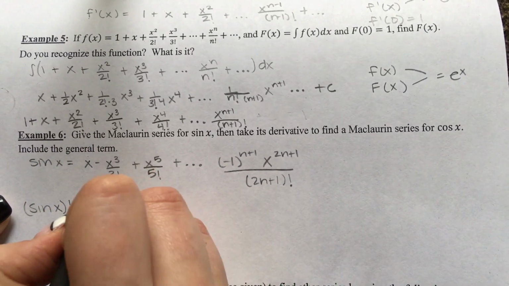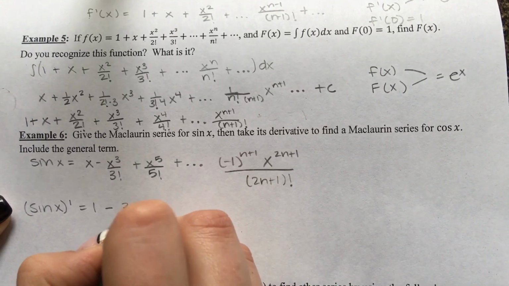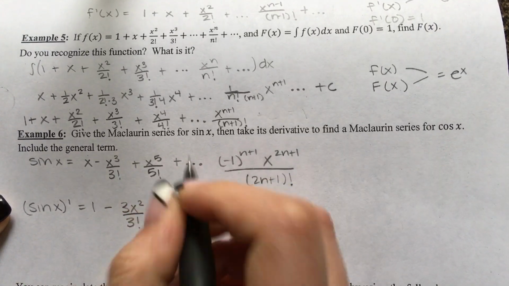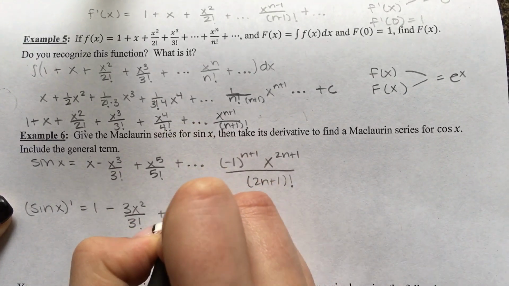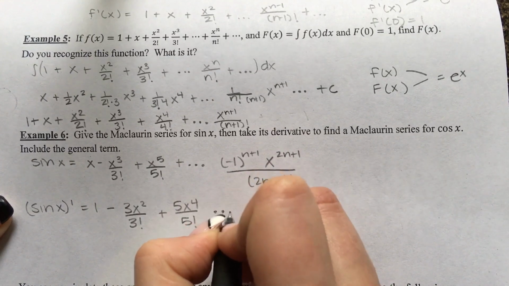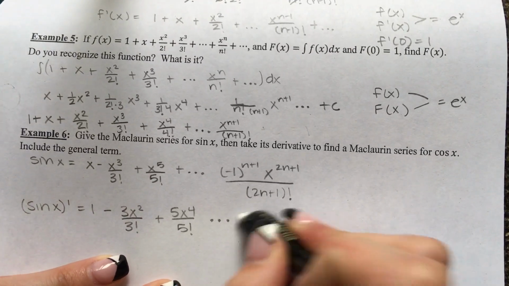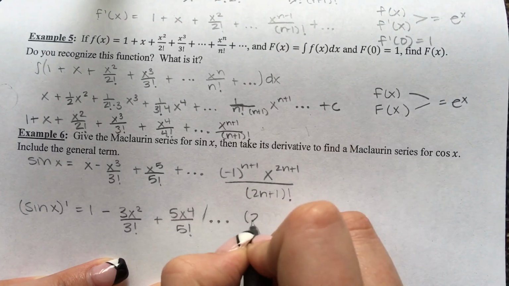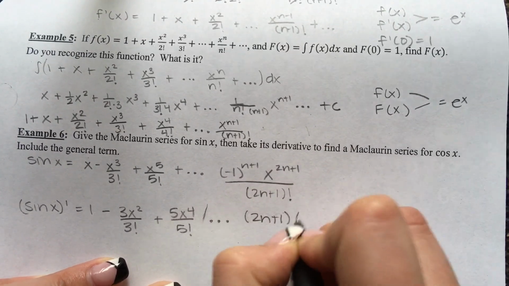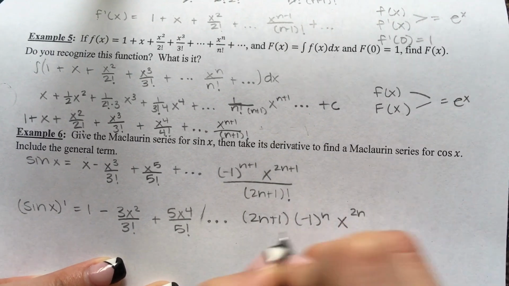So the derivative of x is just 1. And then I'll bring this to the front, so 3x squared over 3 factorial. And then 5x to the 4th over 5 factorial. And then we'll go ahead and take this exponent, move it all the way to the front. So 2n plus 1, and subtract 1 from it, 2n.